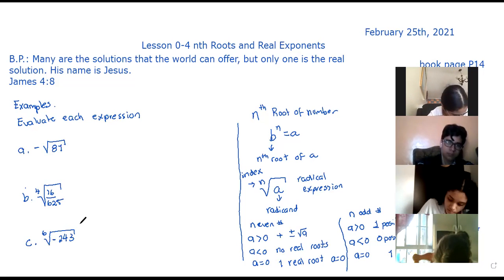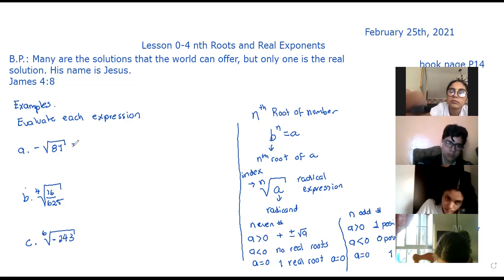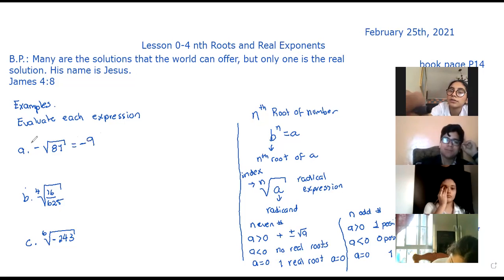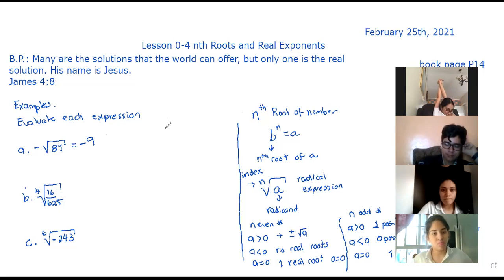Okay, this is a real number because the negative is outside. The exponent is 2, so that means that you can find the square root of 81. What is the square root of 81? It will be 9, but it will be negative 9 because it's affected by the outside sign. Exactly. So you have negative 9. That would be your answer. As simple as that. Negative 9.